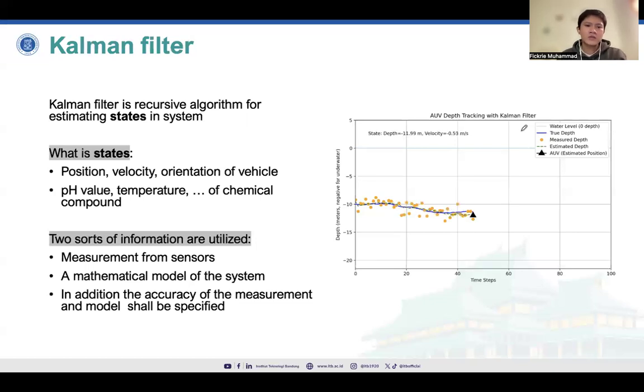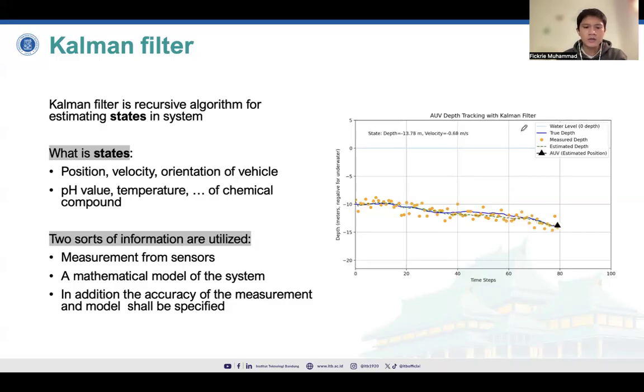The Kalman filter is a recursive algorithm for estimating states in a system. So what are states actually? States can be positions if we're talking about an AUV, velocity, orientations of the vehicle. For a chemical compound, it can be temperature, etc. And two sorts of information are utilized, basically: the measurement from the sensors and the mathematical model of the system to do the predictions for the next states.